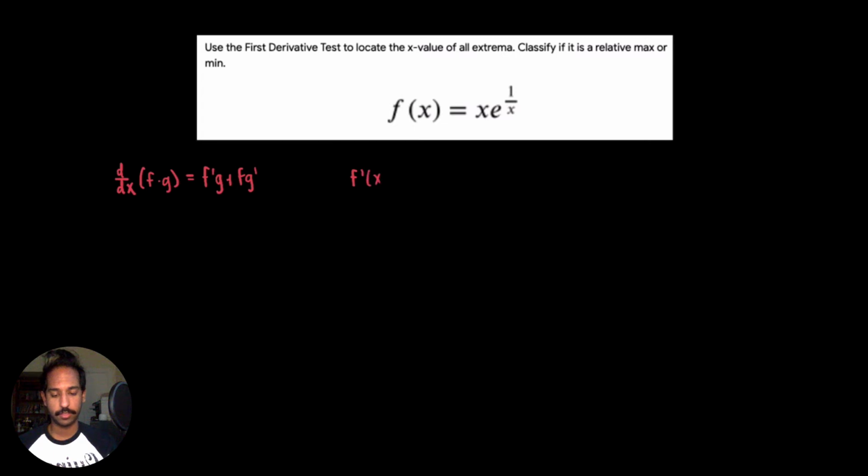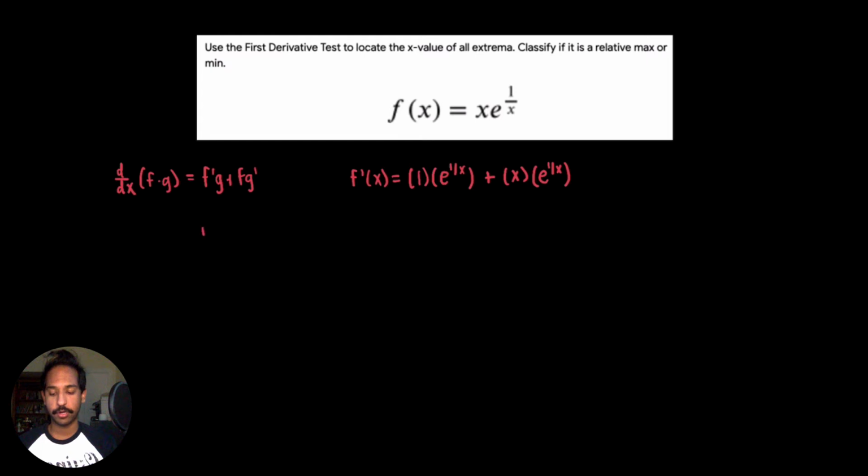F prime of x equals f prime, in this case that's just x, so we do 1, times the second function, which we keep the same, e to the power of 1 over x, plus, and in this case we work with the first function, we keep it the same, and so that's just x, times the derivative of the second function. Remember, for e, we just keep it exactly the same for the first step. And then, when we apply the chain rule, we have to find the derivative of that numerator. Or not numerator, sorry, exponent.